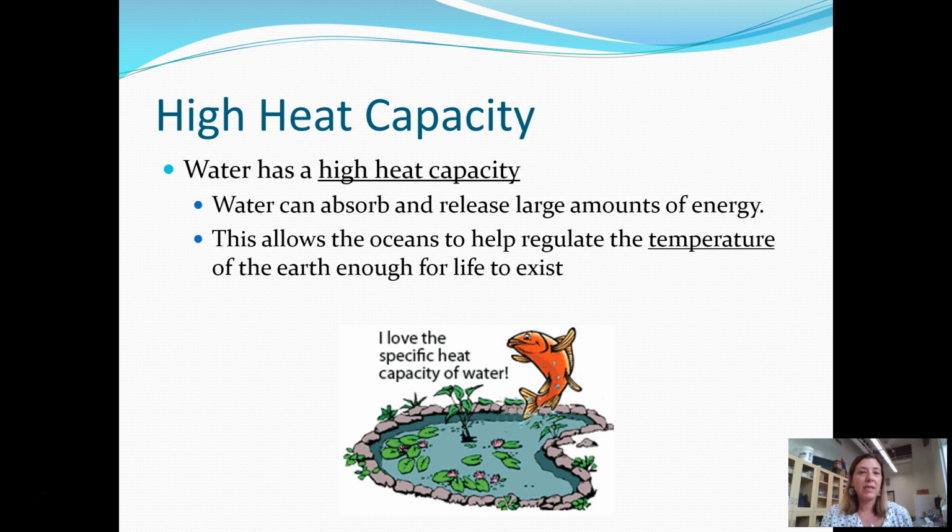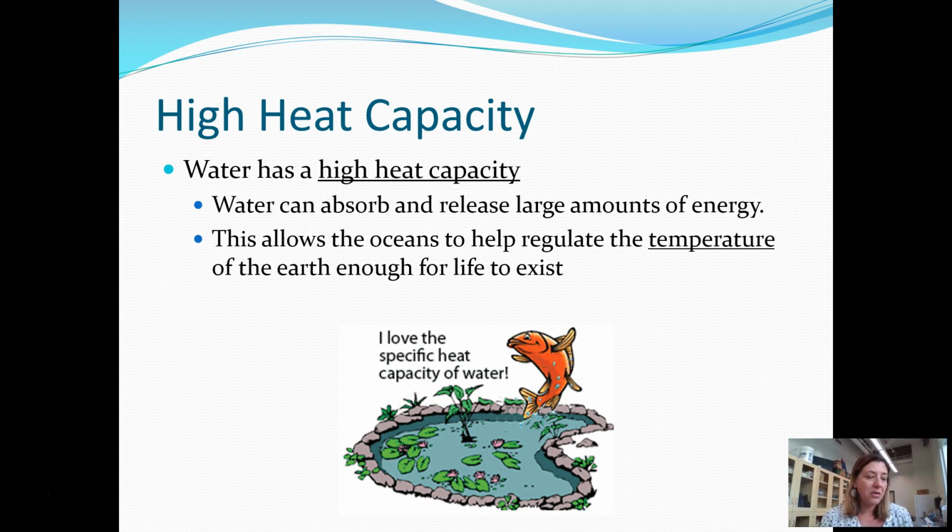Okay, the next thing we need to talk about, we have 2 more slides to talk about, is high heat capacity. Here you should put in this blank that water has high heat capacity. Now what you don't have here is a definition of heat capacity. Heat capacity is the ability of a substance to absorb heat energy. And I'm going to say that again. Heat capacity is the ability of a substance to absorb heat energy.